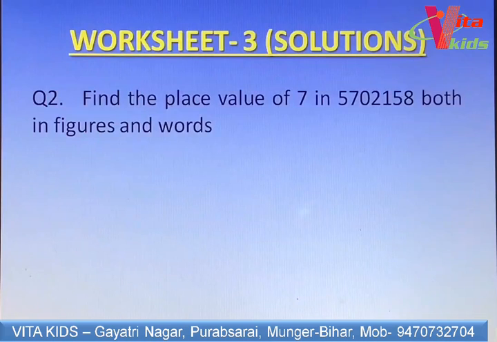Moving on to the next question. Find the place value of 7 in 5702158, both in figures and in words. In the previous question, we had written the place value only in figures. Now we have to write it in figures and words.